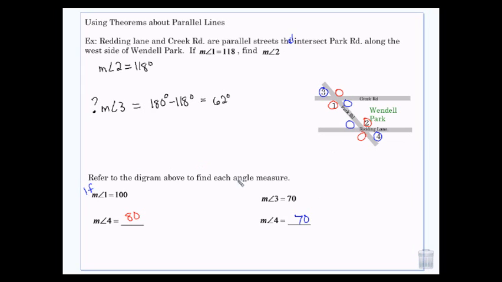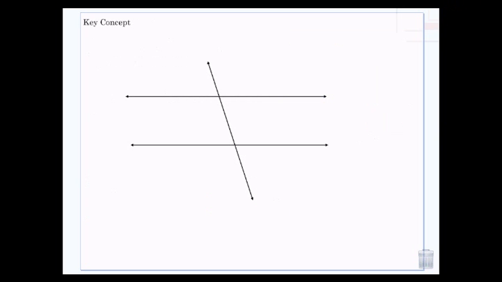So I should put an if here. So if that, then this. Our key concept is all of these angles match, and all of these angles match. And if I take two angles and put one of each color together, I'm going to get 180 degrees.